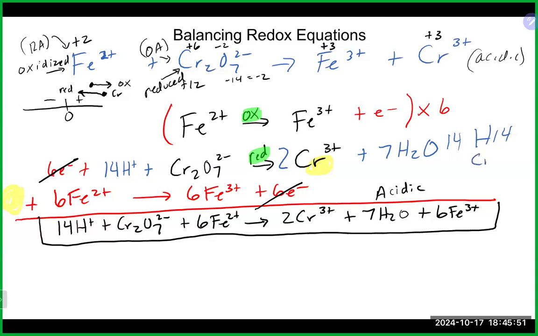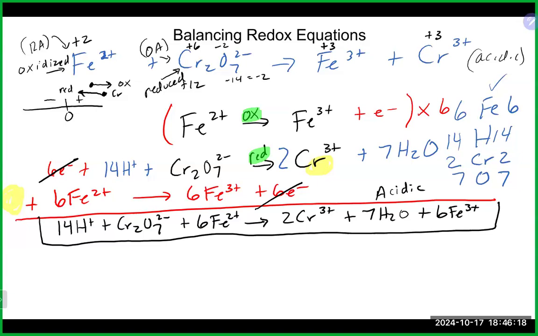The Cr on the left-hand side is 2. Right-hand side is 2. The O on the left-hand side is 7. On the right-hand side, 7 times 1 in the water is 7. And lastly, the iron on the left-hand side is 6, and on the right-hand side is 6. So just like a normal equation, you have the same number of elements on each side.